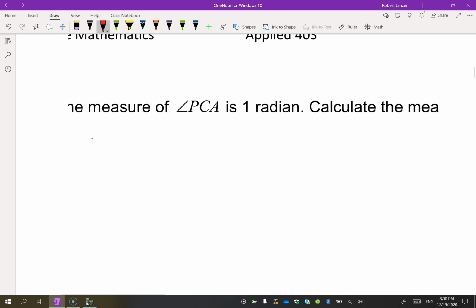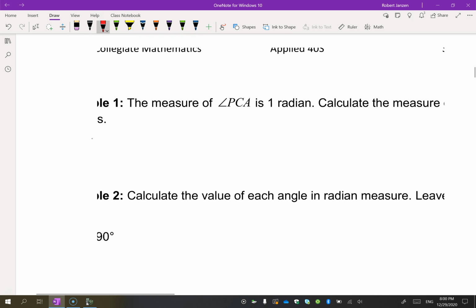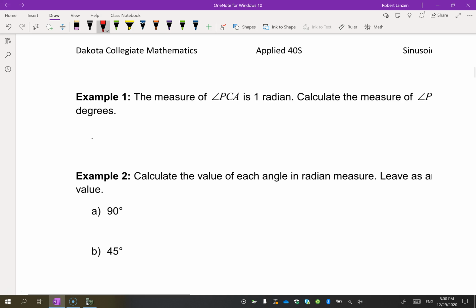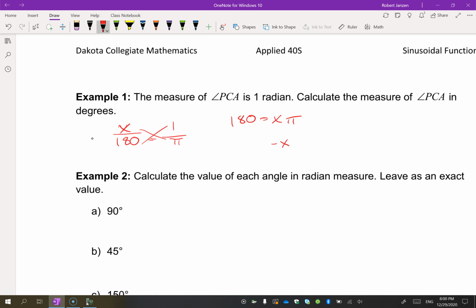Alright, a few more questions here. It says, the measure of an angle is 1 radian. Calculate the measure in degrees. Well, we already told you that. It's 57 degrees, but let's show you where that comes from. Okay, so we're told that there's 1 radian. Let's figure out what x is. Okay, so we cross multiply. We get 180 is x times pi. If we divide both sides by pi, you get 180 divided by pi, and that gives me 57 degrees. Okay?